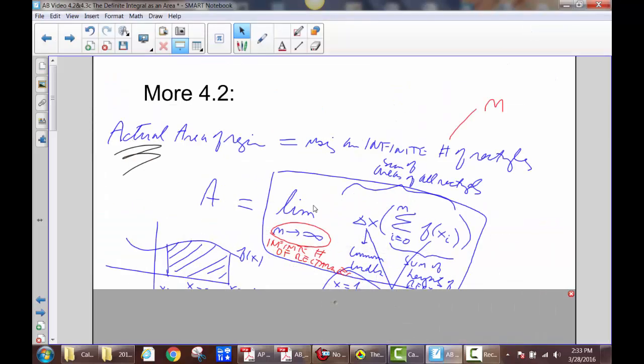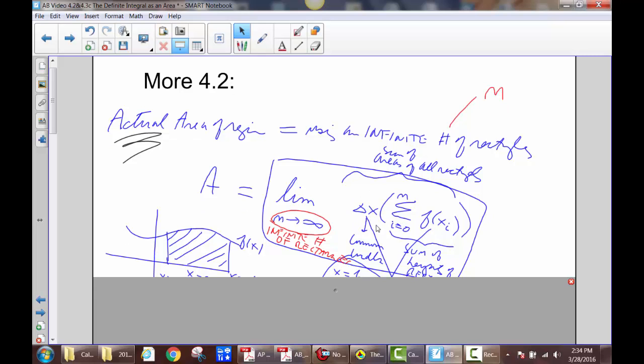So basically what happens if we let the number of rectangles go to infinity, so the limit as n goes to infinity, n being the number of rectangles, then if we take the width of each rectangle, which is the delta x, which now is getting tinier and tinier, times the sum of the heights. What I'm doing here is adding up, like the Riemann sum, the areas of all the rectangles. That's the common width of each rectangle, and this is the sum of the heights of the rectangles.